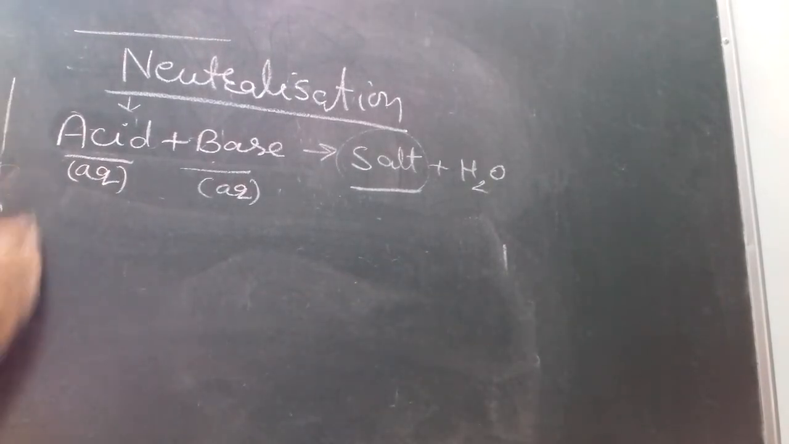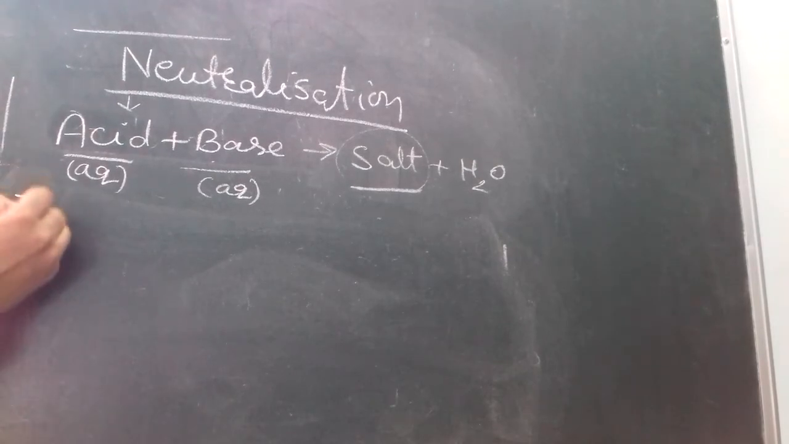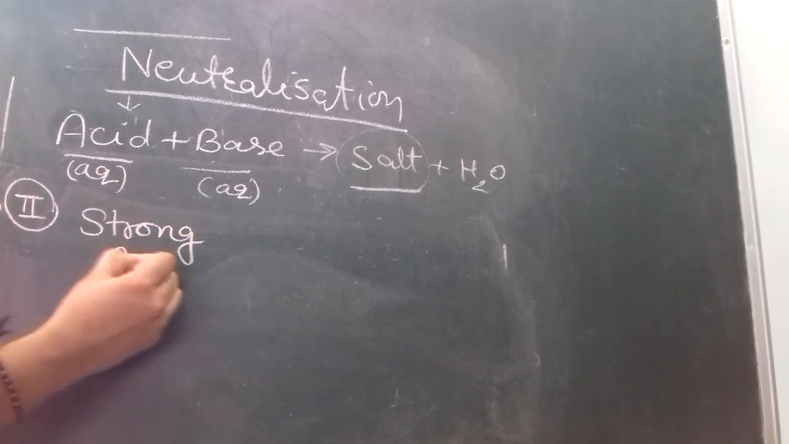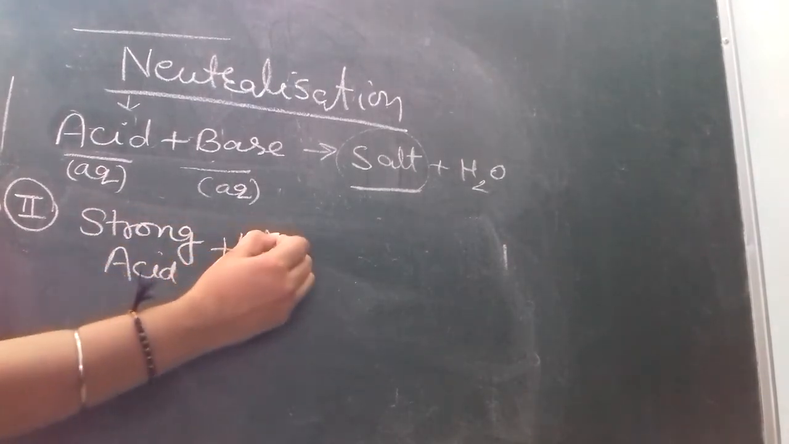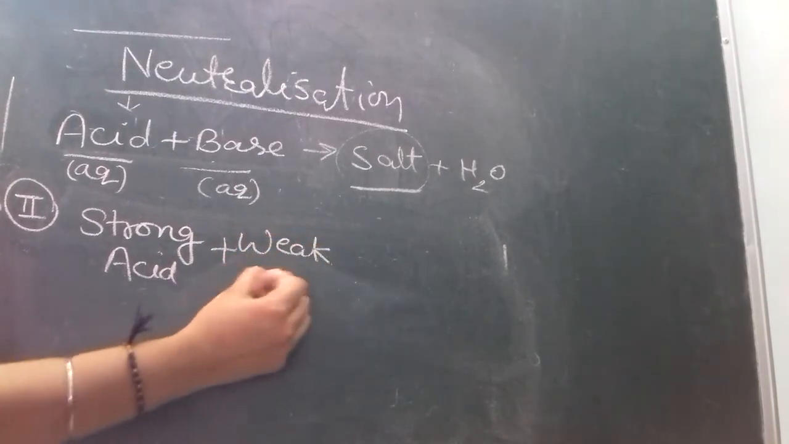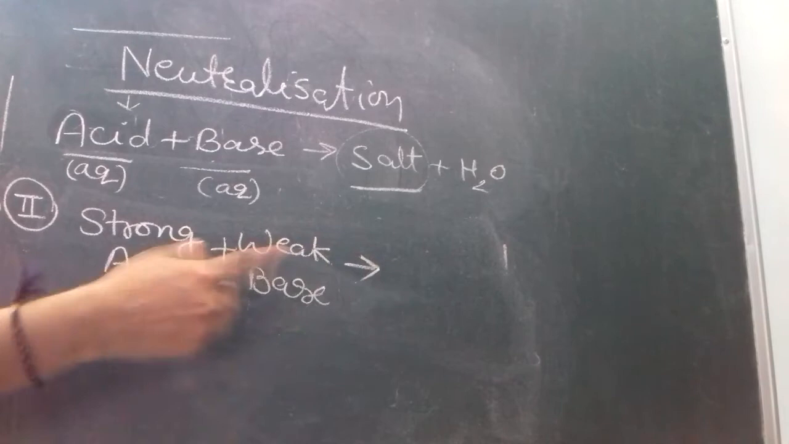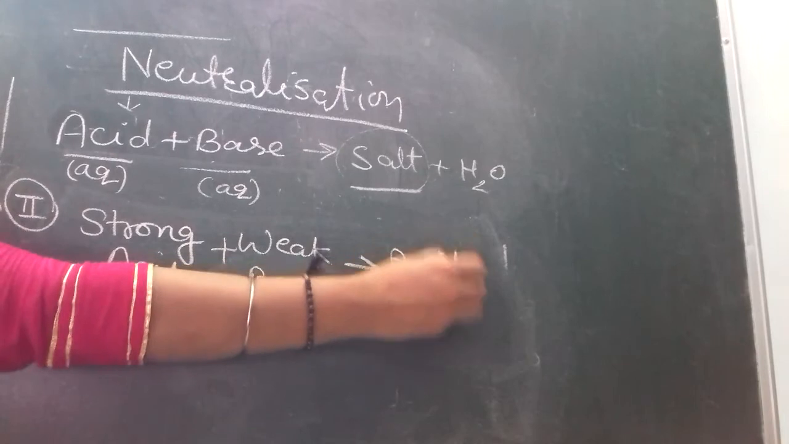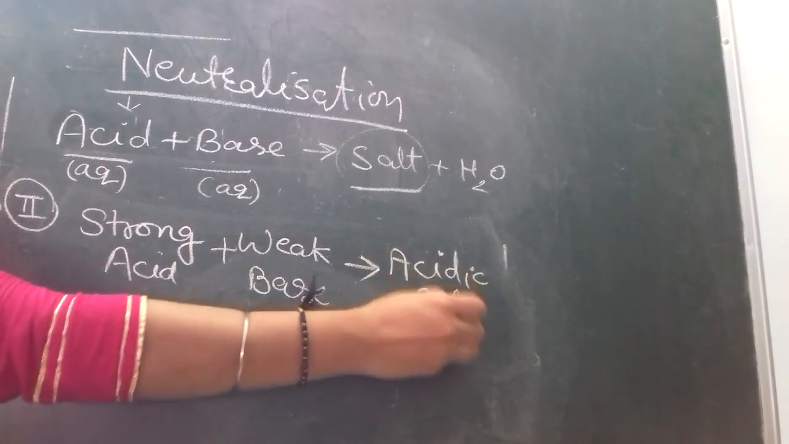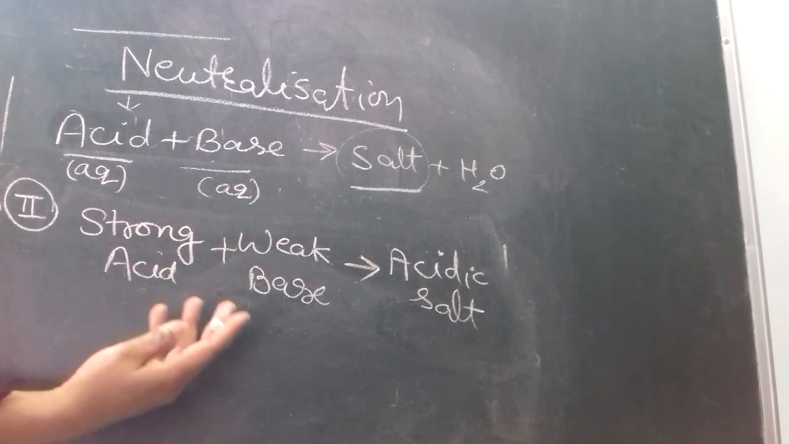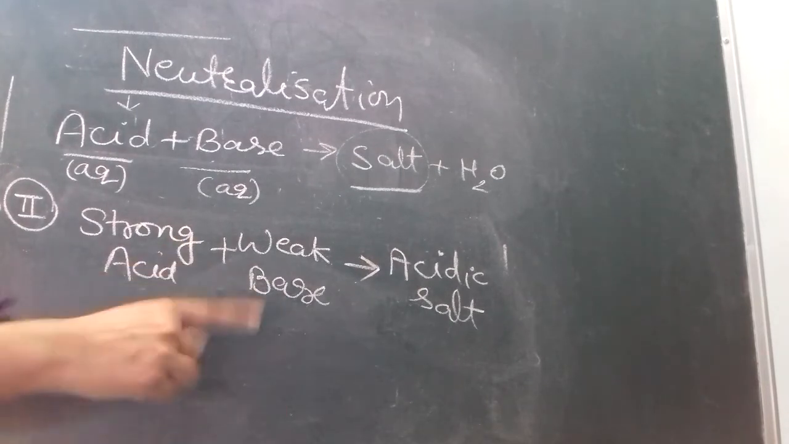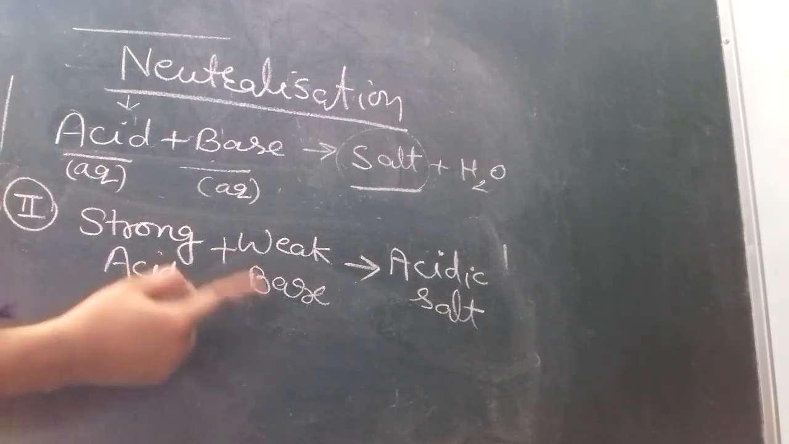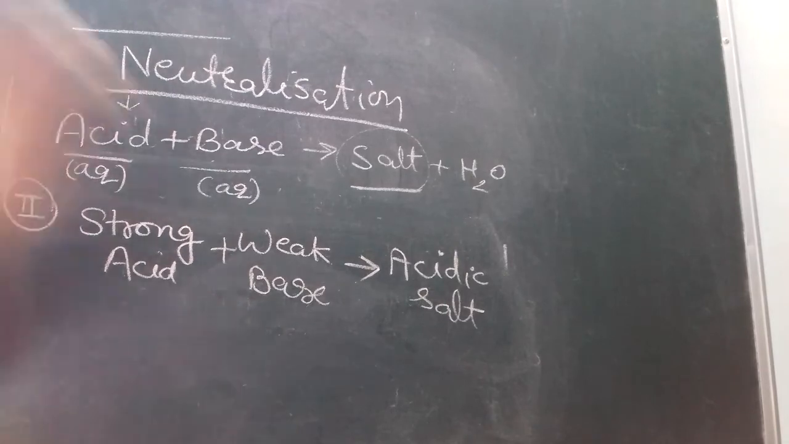if acid is strong but base is weak, here we take strong acid, okay, and weak base is taken weak, so what will be formed? Salt and water will be formed, but this salt becomes acidic. This salt becomes acidic salt. Okay, now you can make a hint, anything which is strong, the salt becomes that type. If acid is strong, salt will be acidic. If base is strong, salt will be basic. If both are strong, then salt will be neutral.